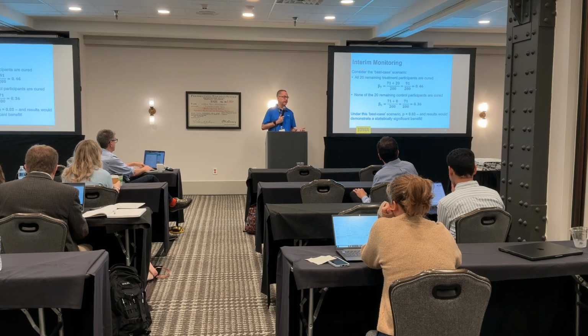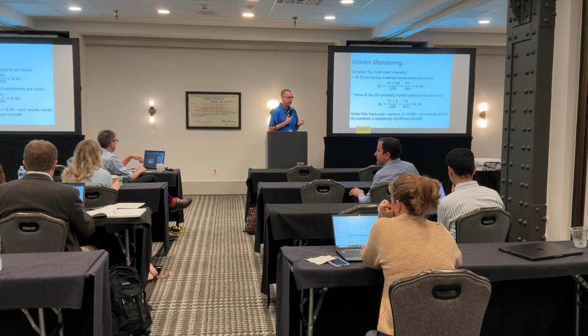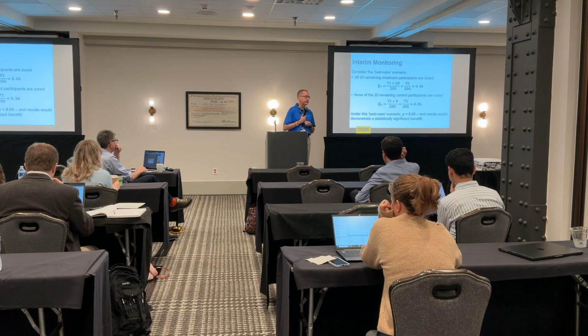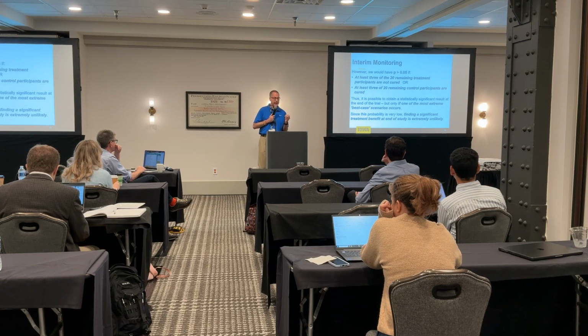Under my best case scenario here, if all 20 on treatment were successes and all 20 on controls were failures, then I get a more impressive difference than I got before, right? 46 versus 36%, which would have a p-value of 0.03, right? So unlike the situation before, it is possible that I would get statistical significance, right? And in fact, we would have a p greater than 0.05 if the following happened.